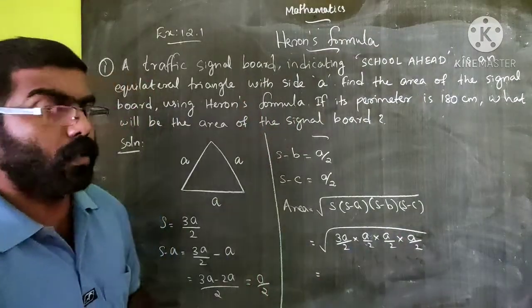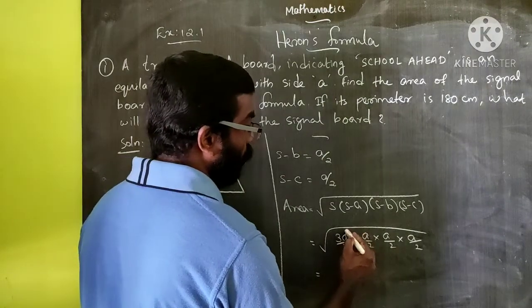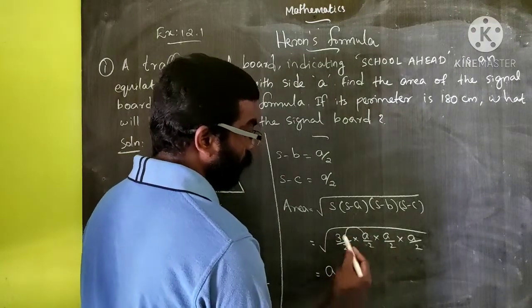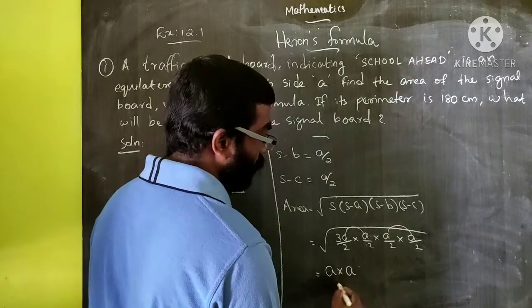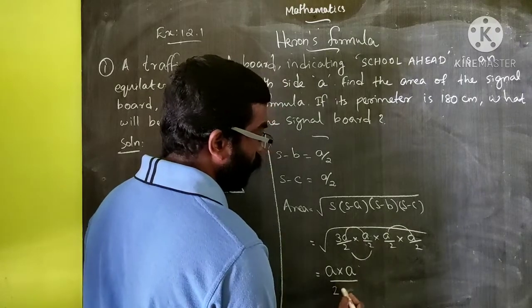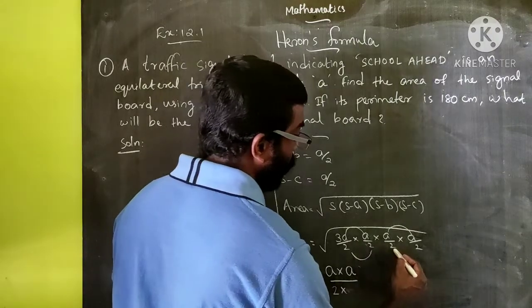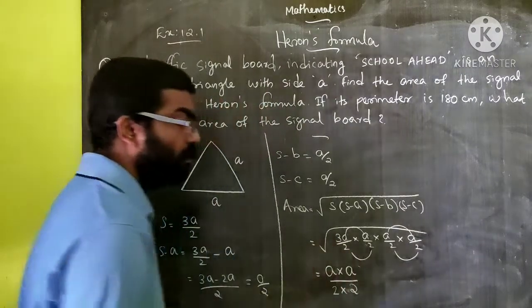After taking the square root, we get here A into A is A square. From this 2A, we can take one A outside. And here also 2A, we can take one A outside. Then divided by, from this 2, we can take one 2. Here also we can find one pair, 2 into 2. From this we can take one 2 outside.